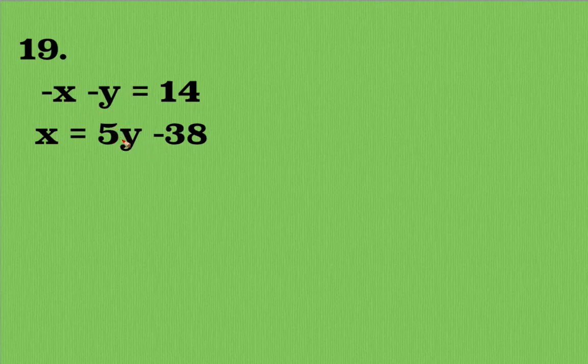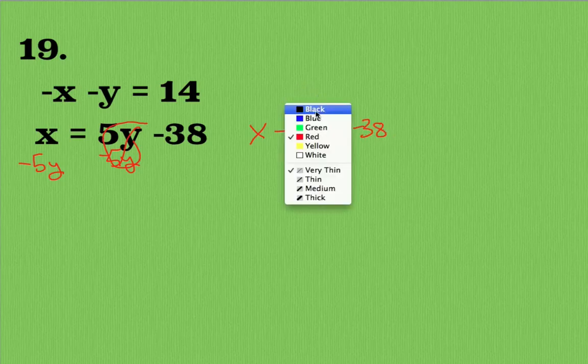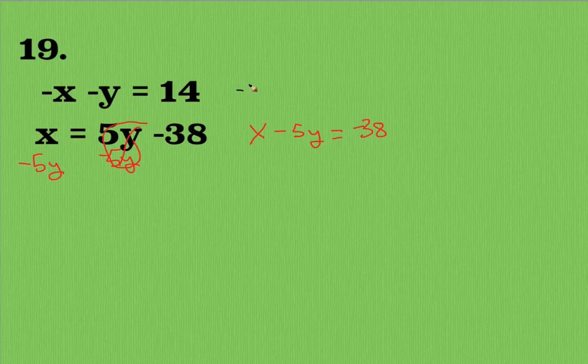And what I mean by that, if I want to move my y over to the left, I need to subtract 5y. So that leaves me with a brand new equation of x minus 5y, right? Because whatever I do to this side, I must do to this side as well. And x cannot subtract from y because these are not like terms, so I can just put them together like this. Equals, and I'm left over here with negative 38. So there's my new equation. All right, so here's this one right here. Negative x minus y equals 14.